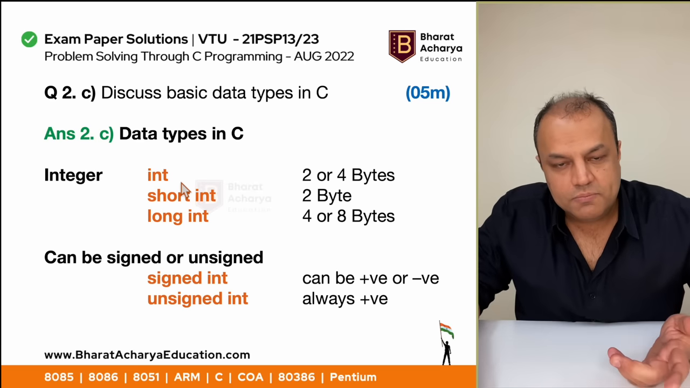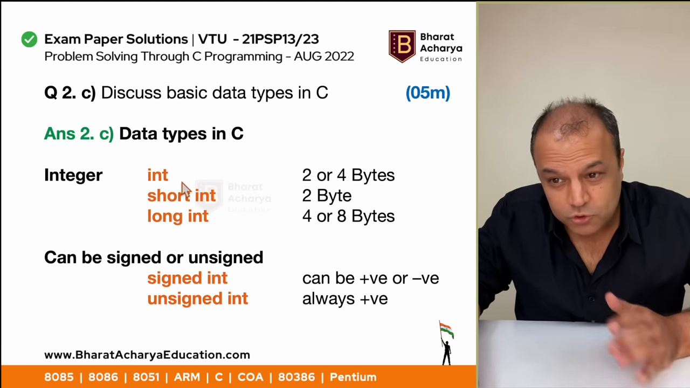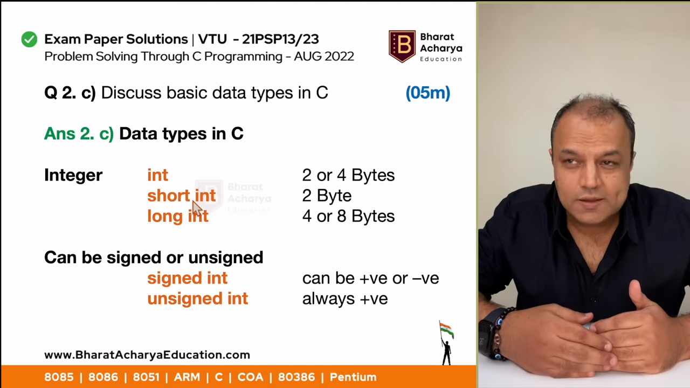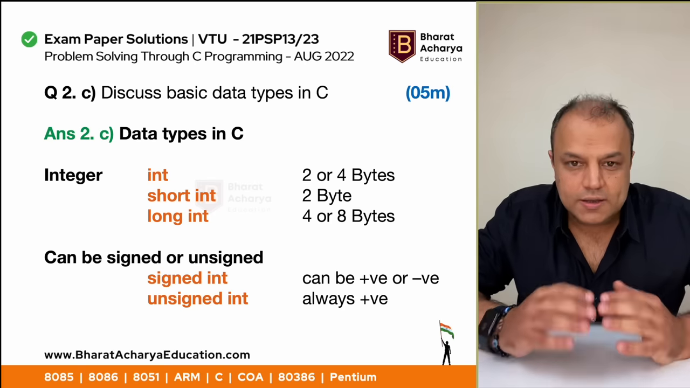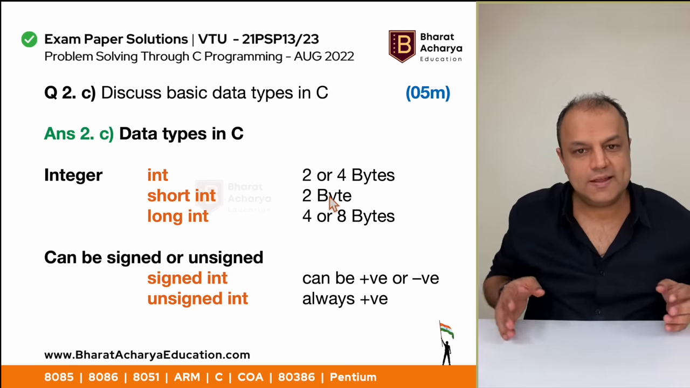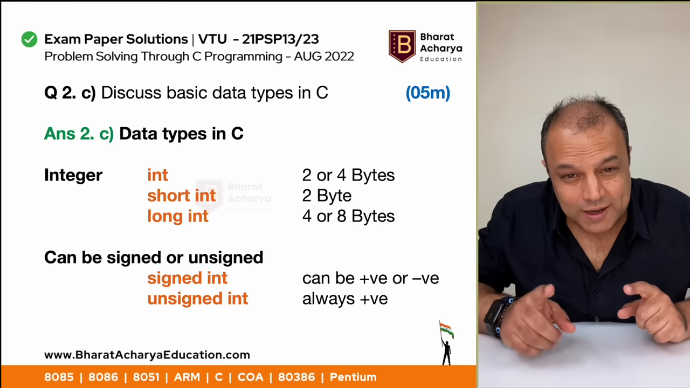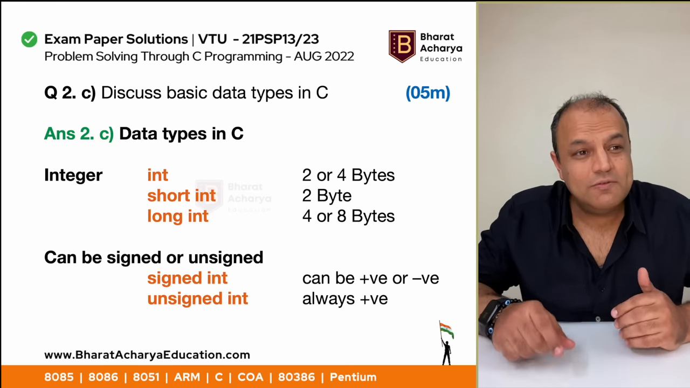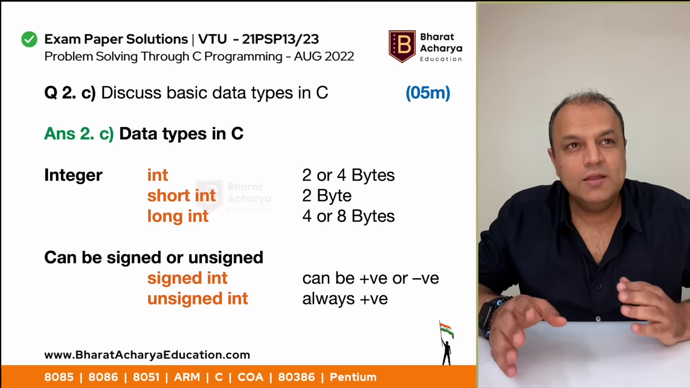Now in integer, you have basic int, which is what we use most of the time. There is short int if you want to save space, if you know your numbers are small. Short int is always 2 bytes. 1 byte is 8 bits, 2 bytes is 16 bits, so it can have a value of 2 raised to 16. That is about 64,000.